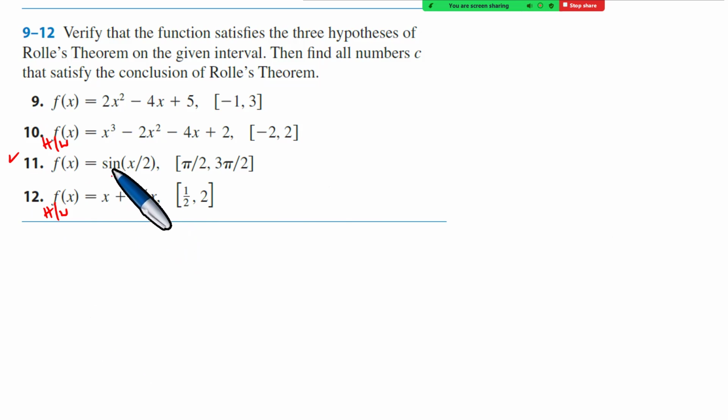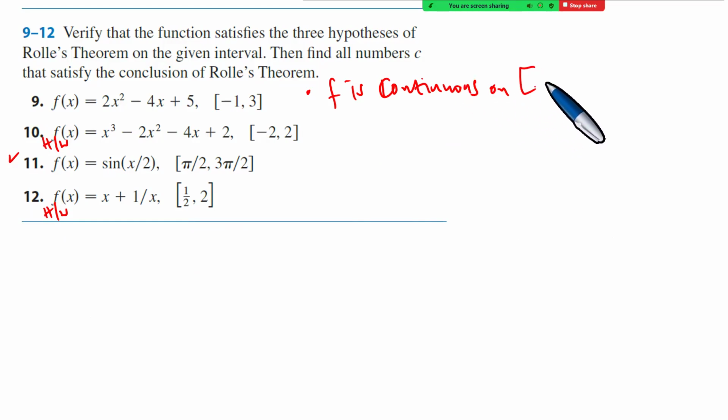Now, let us look at Rolle's theorem. What kind of a function is this? It's a trigonometric function. So what are the three hypotheses? Condition 1, continuity. f is continuous as a trigonometric function. It's continuous on the closed interval from pi over 2 radians to 3 pi over 2 radians. That is condition number 1 of Rolle's theorem.